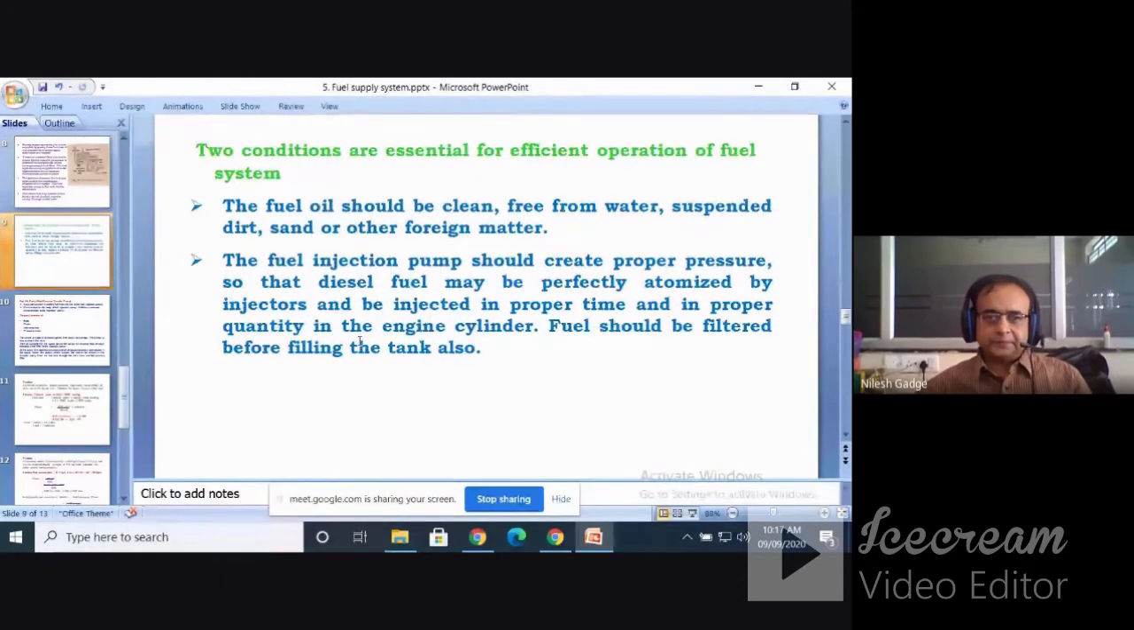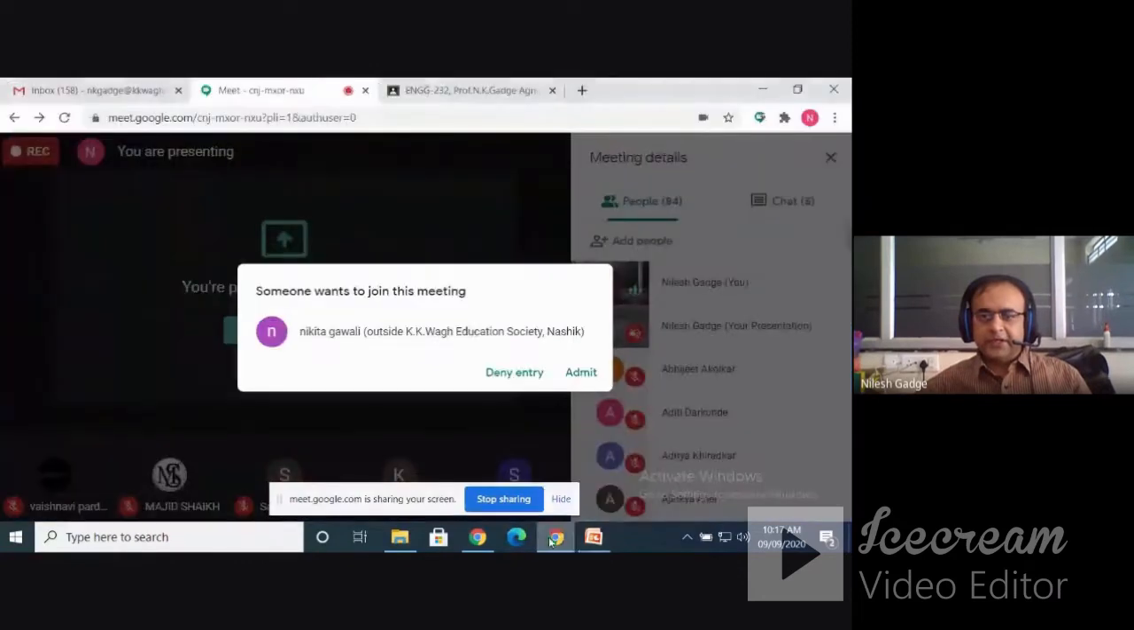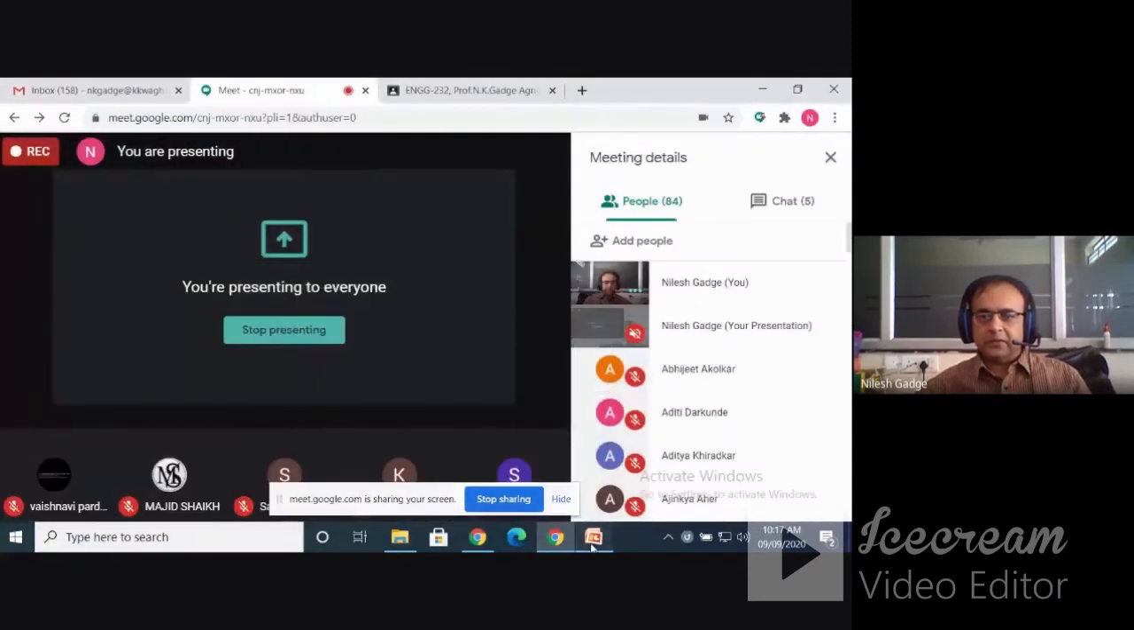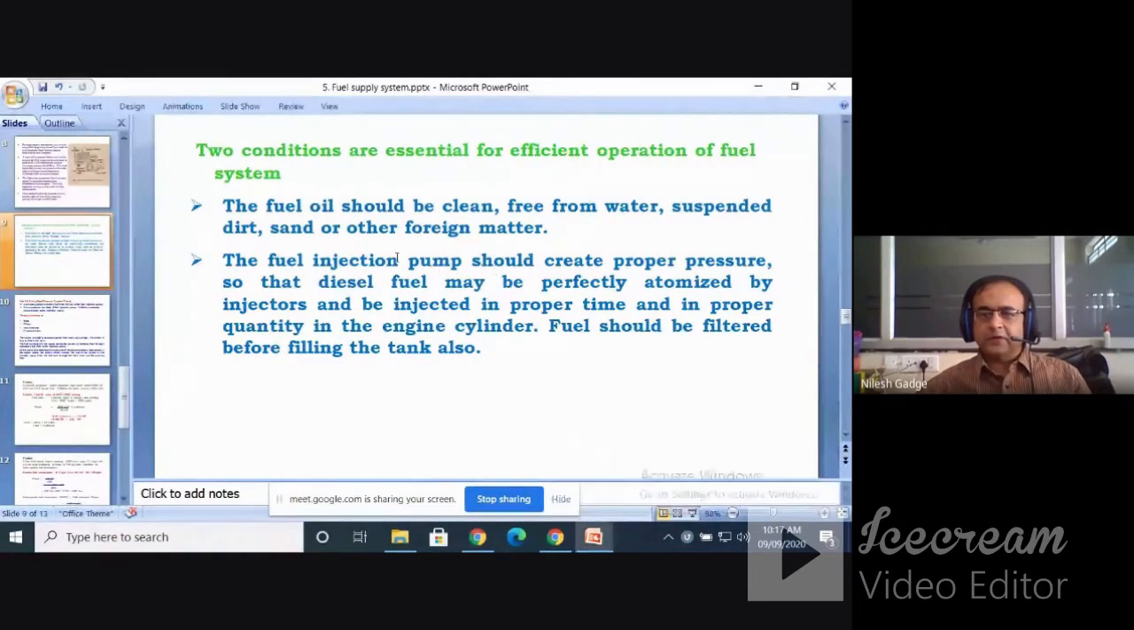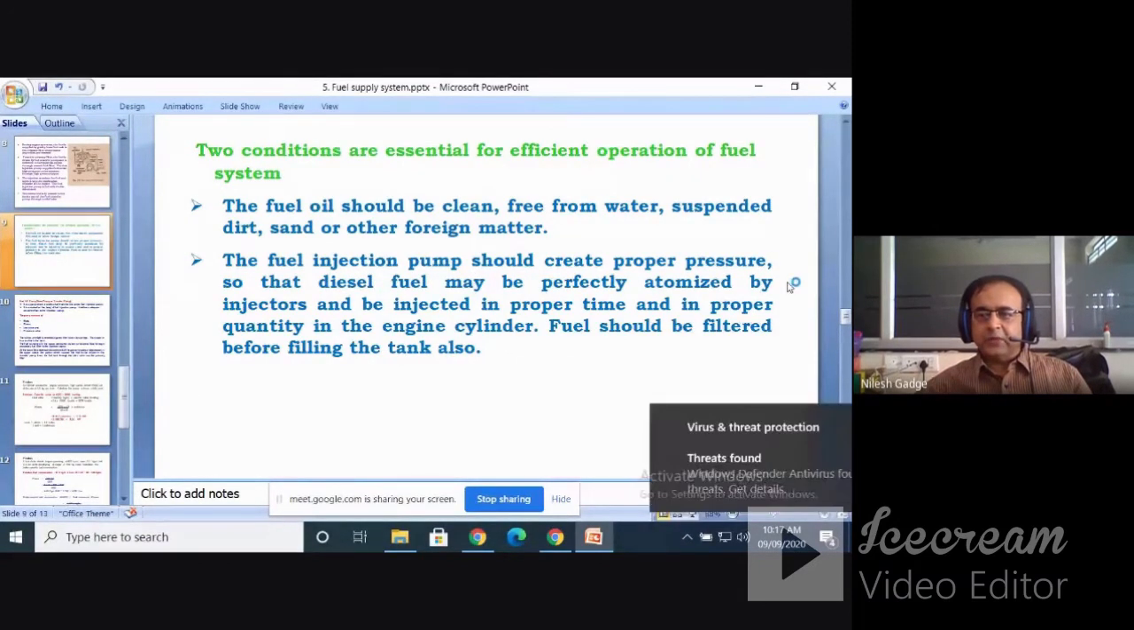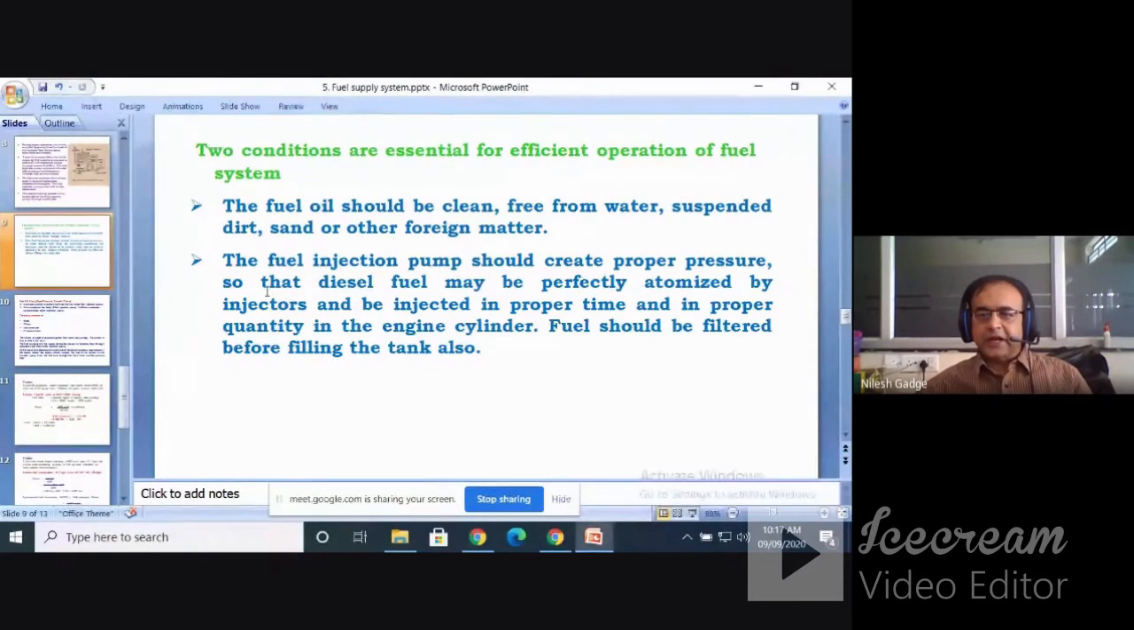Then two conditions are essential for efficient operation of the fuel supply system. The fuel should be clean and free from water, and it should be free from suspended dirt, sand, or other foreign matter. The fuel injection pump should create proper pressure so that diesel fuel may be perfectly atomized by injectors and be injected in proper time and in proper quantity in the engine cylinder. Fuel should be filtered before filling the tank also.